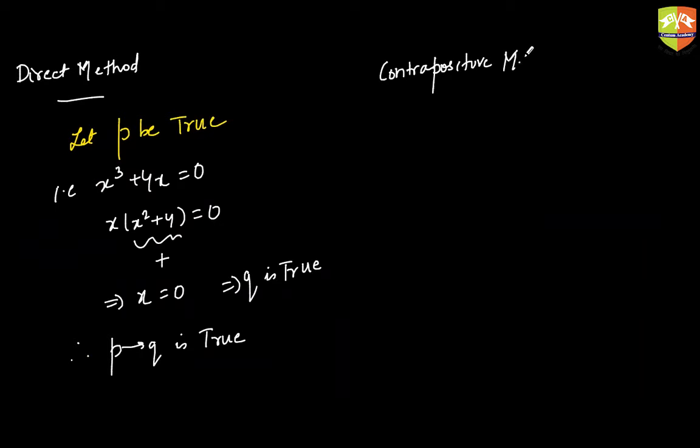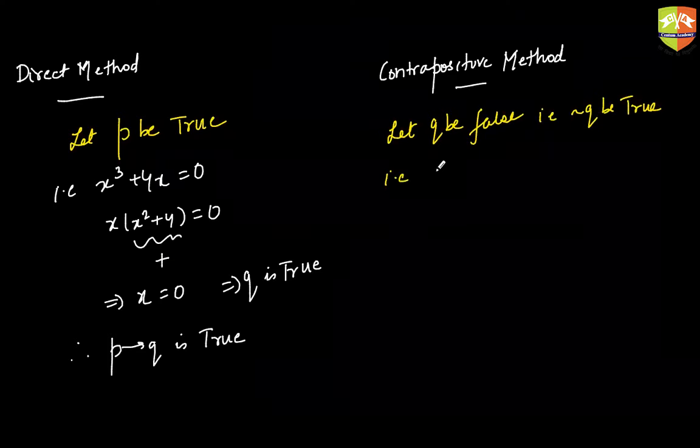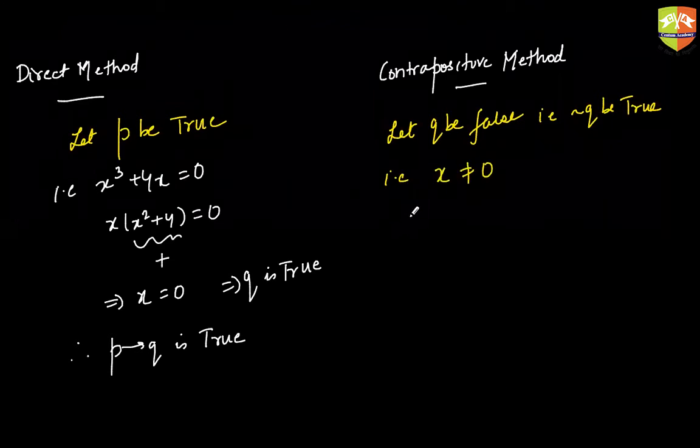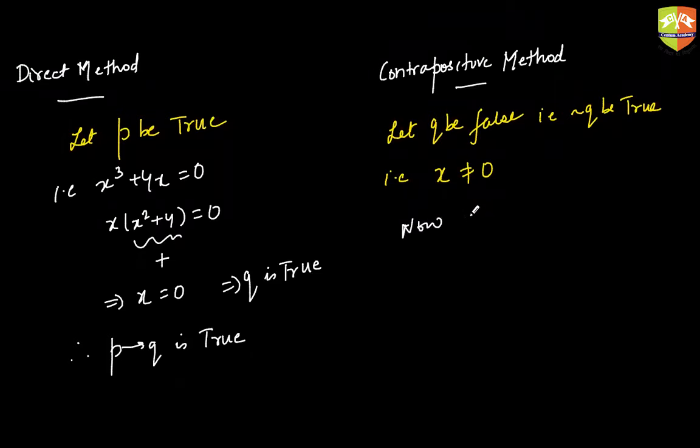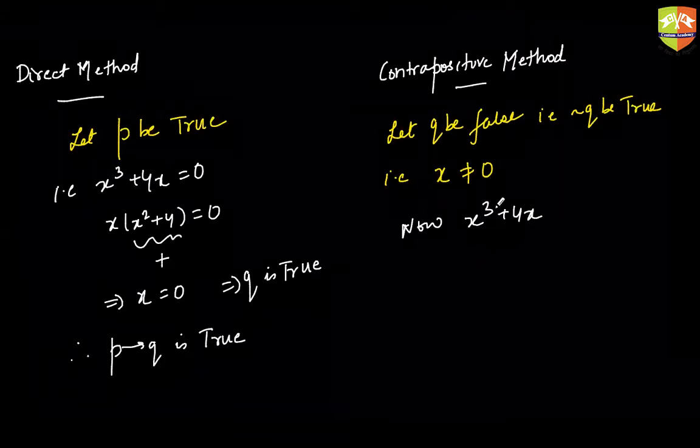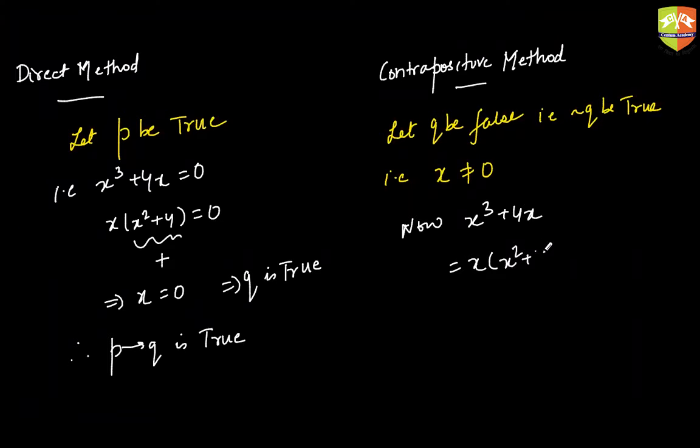Next is the contrapositive method. So what do we do in this case? We'll say let Q be false, that is, let x not equal to 0. You're saying not Q is true. That means x is not equal to 0. So that means x is either positive or negative. Now, this can be written as this.